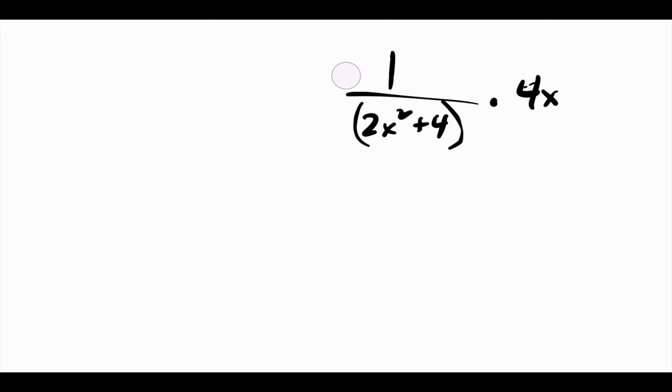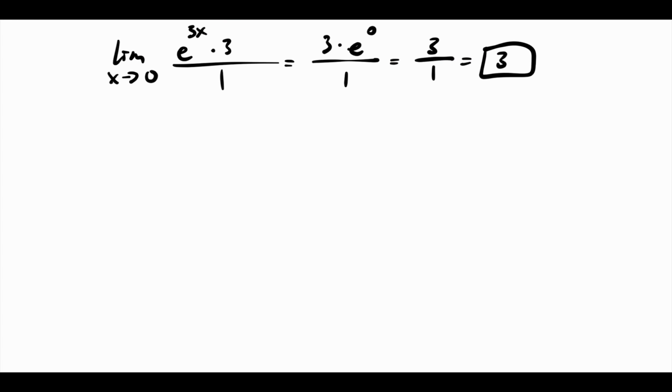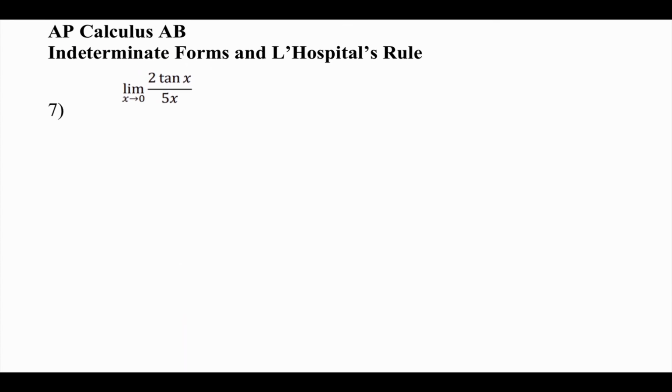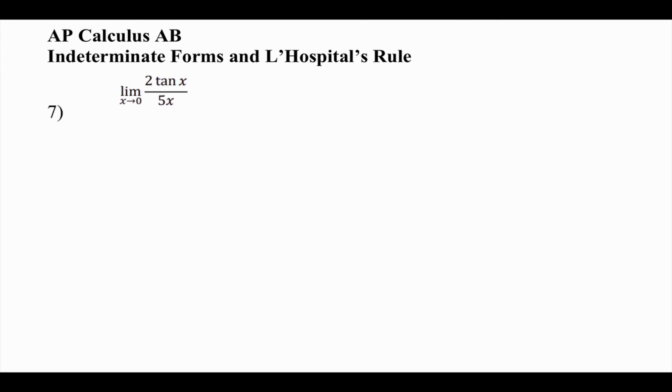So, as we start reviewing for the final, you're going to see a lot of those because the questions I give you are just old AP questions. And old AP questions are a lot of e's and a lot of ln's. Okay? All right, so do number 7. Why don't you do number 7 now?